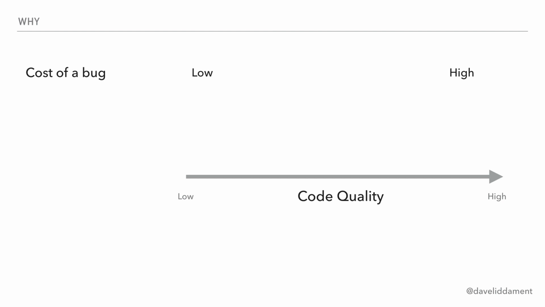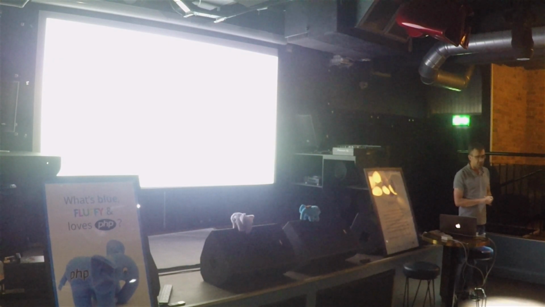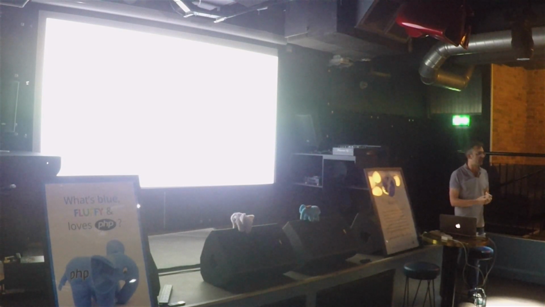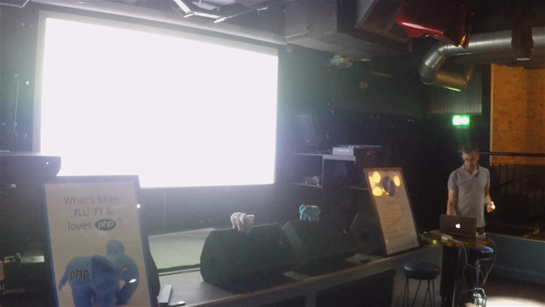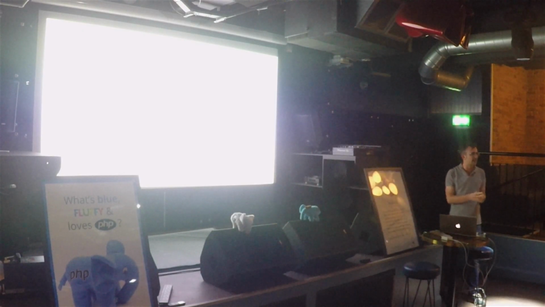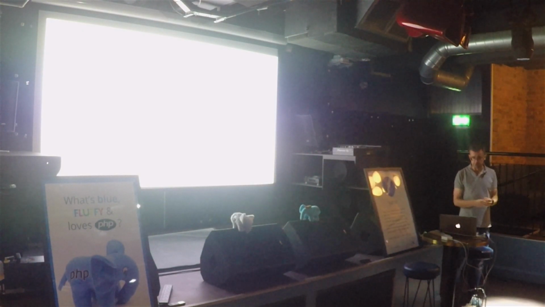So if we think about something like the cost of a bug, if the cost of a bug is relatively low, it probably doesn't matter if we've got low code quality. If the cost of a bug is high, we need to make sure we've got high quality code, so the chance of that bug being introduced is reduced. Same for project duration. The longer the project, the higher the quality of the code has to be in order to support that project.